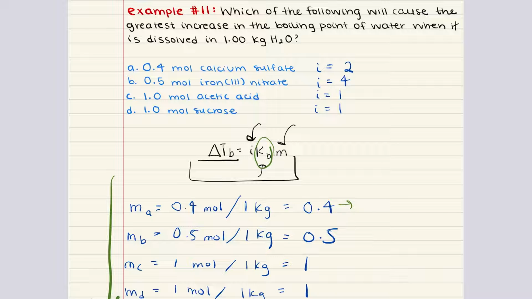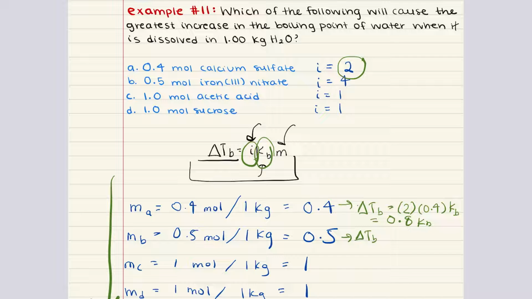We just need a relative value so we could decide which one is going to have the greatest increase. So we can set this up as delta TB. The i for answer choice A is 2, multiplied by the molality, which is 0.4, and then that's multiplied by KB. Now we can go ahead and expand on this. 2 times 0.4 is equal to 0.8 KB.